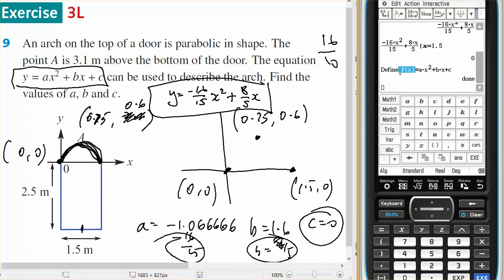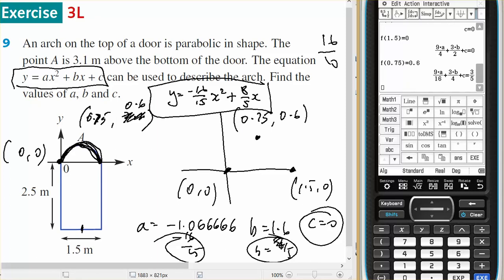And I'm going to take my f of x, and I know that when x equals 0, y equals 0, that gives me my first equation. And I know that when x equals 1.5, that gives me my second equation. And I know that when x equals 0.75, it actually equals 0.6. That gives me equation number 3.